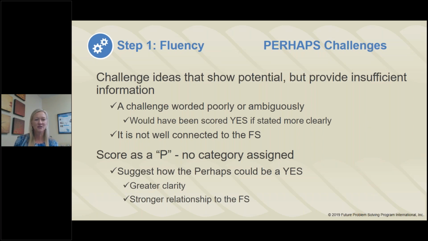Okay, so that's one feedback that can be provided to a challenge that's not a yes challenge.